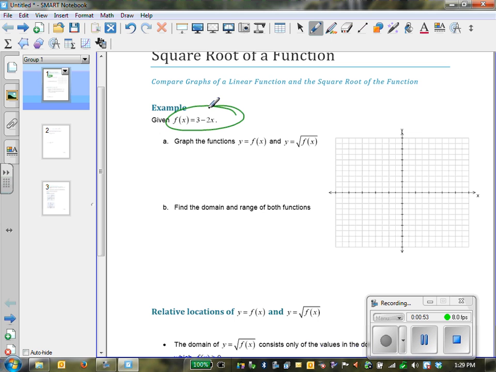Do you want a table of values? Okay, if I rearrange this to f of x equals negative 2x plus 3, for me it's easier to see this way. What is the 3? The y-intercept. So it's going to cross at positive 3. And then what's my slope? Negative 2 over 1, so what does that mean? Down 2, right 1.